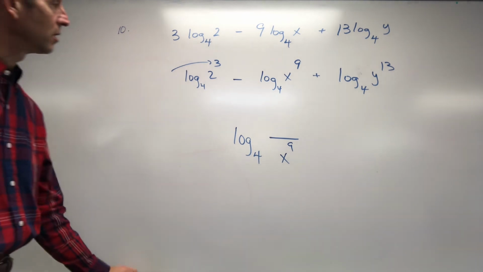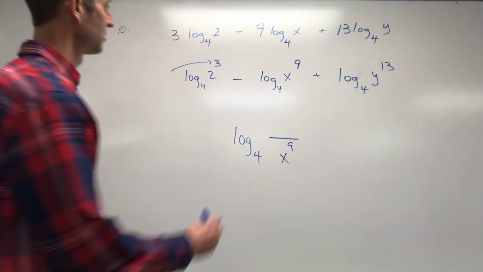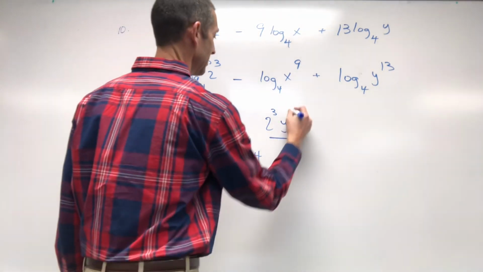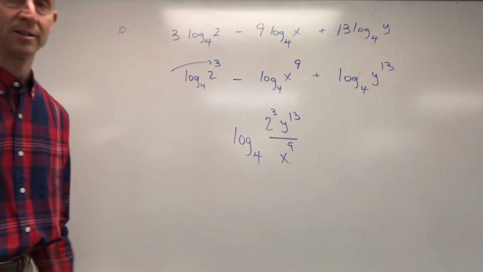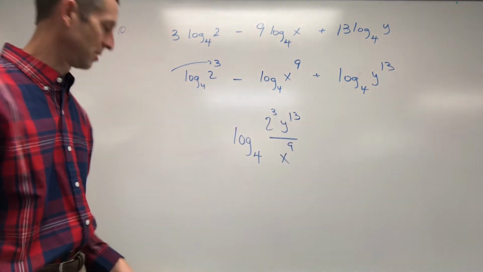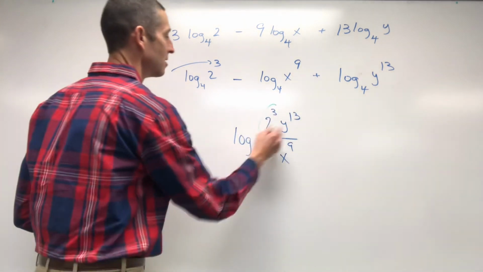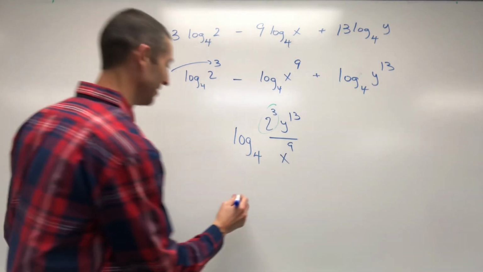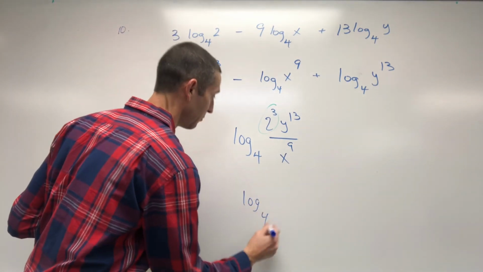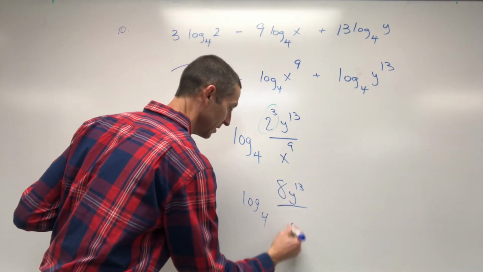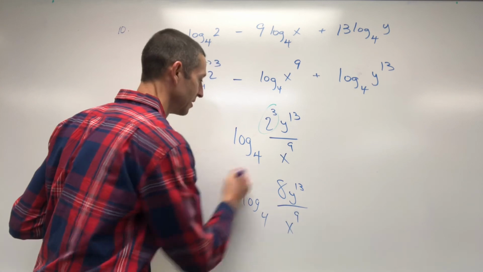All right, oh, hold on just a sec. Oh yeah, we'll do it here. So you've got 2 to the 3rd up top, you have y to the 13th up top. So positive up top, negative on bottom, positive up top. Real quick, we can fix that. We know what 2 to the 3rd is. It's an 8. So this will become log 4, 8, y to the 13th, x to the 9th.